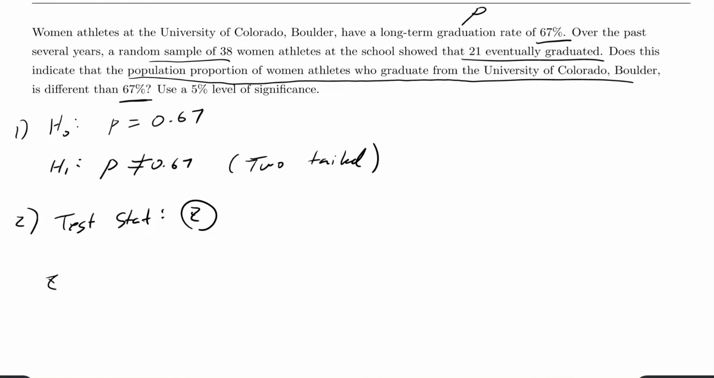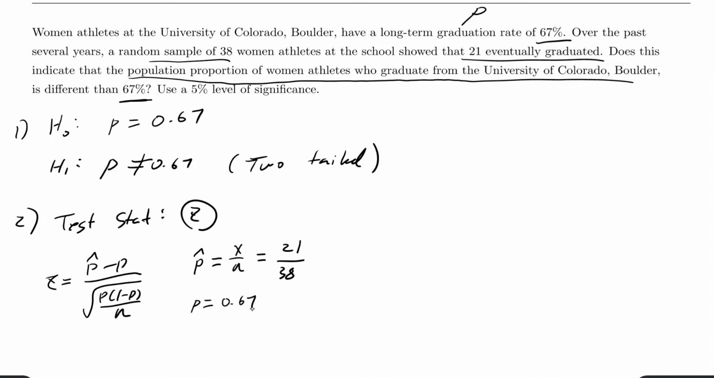So the formula for Z equals p hat minus p over the square root of p times 1 minus p divided by n. So p hat is x over n. In this case, 21 graduated out of 38. So this is the sample proportion, right? And p, we know p is 0.67. So 1 minus p will be 0.33. Okay, so now I can plug all these numbers into this formula.